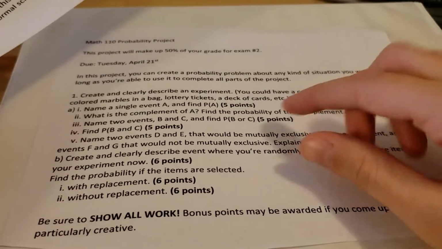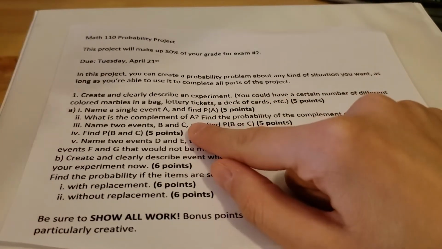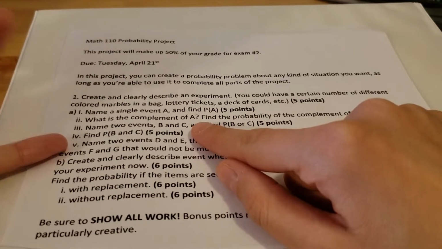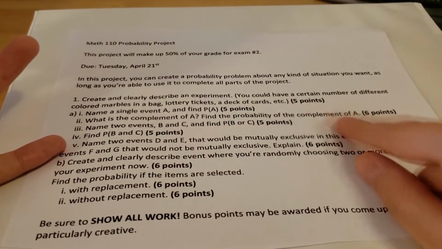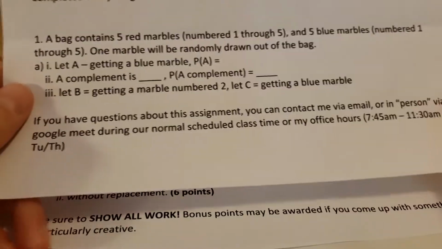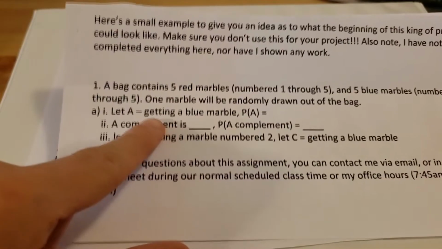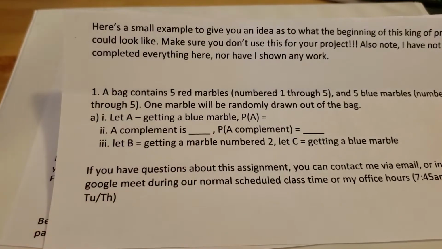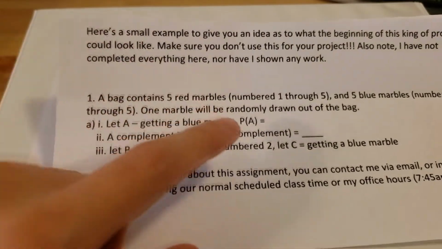Then they're asking us in 2, what's the complement of A, right? So you need to go back into your notes or into the textbook to look up the definition of complement, and then you want to find the probability of the complement of that. We would find the complement of getting a blue marble and describe what that is, or what multiple things that may be, and then we want to find the probability of the complement.